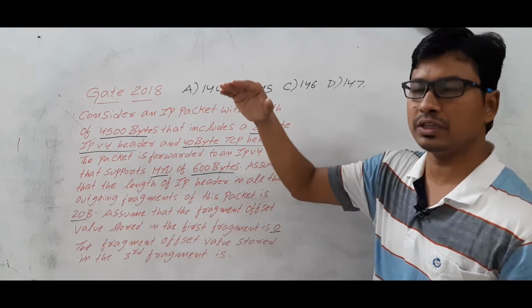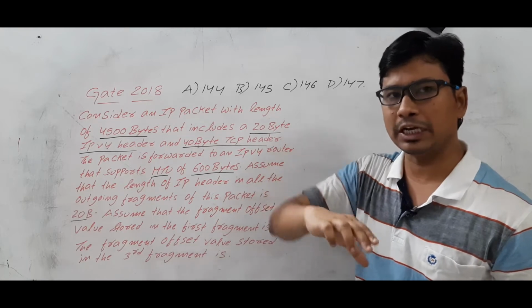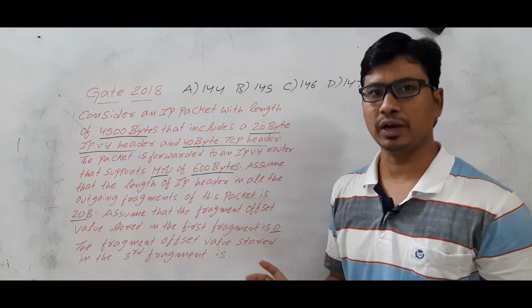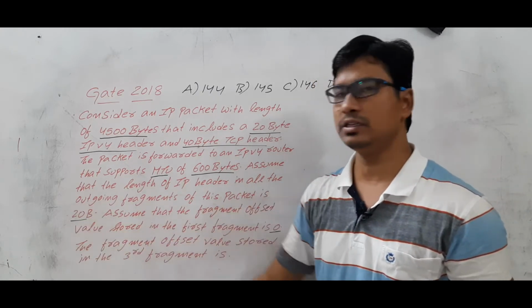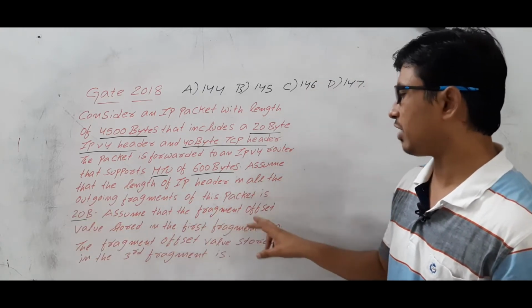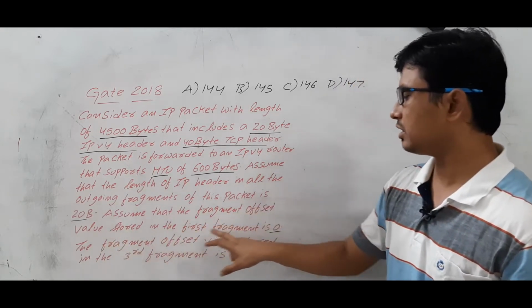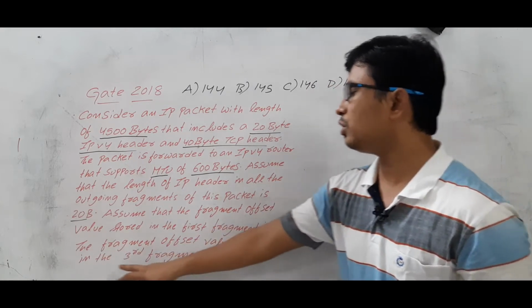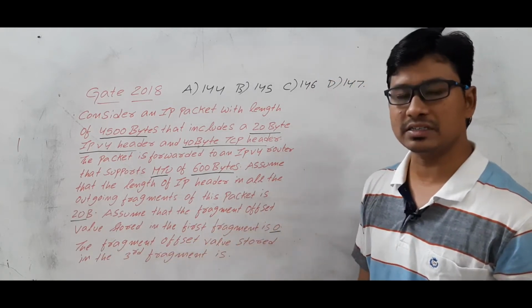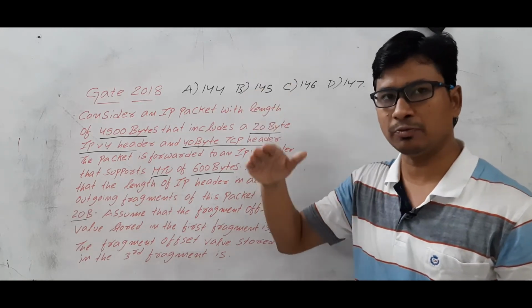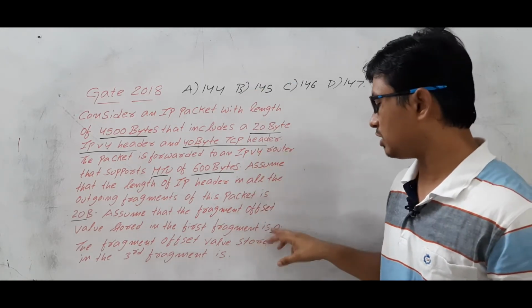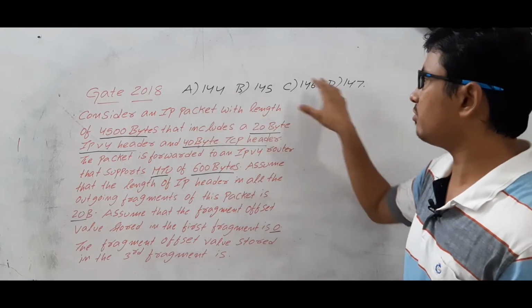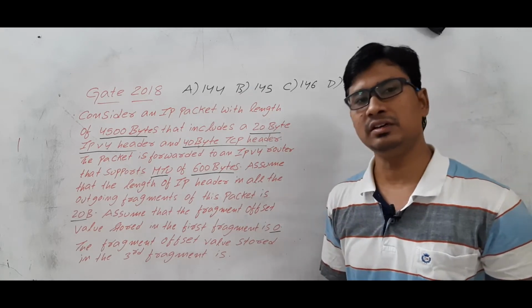So whenever you are doing the fragmentation, you will make it into multiple packets. Am I right? They are saying that each packet should have the IPv4 header, and the size of the IPv4 header is 20 bytes. Assume that the fragment offset value stored in the first fragment is 0. The fragment offset value stored in the third fragment is... When you are making multiple fragments, if the first fragment value is 0, what is the third fragment offset value they are asking? And they have given 4 options and we need to find the right answer.